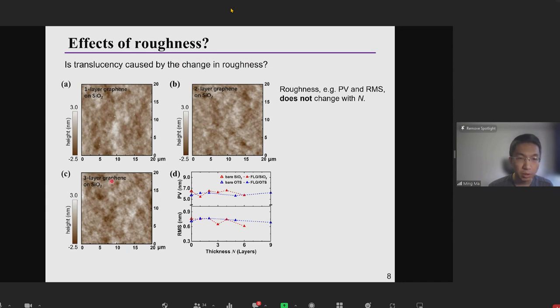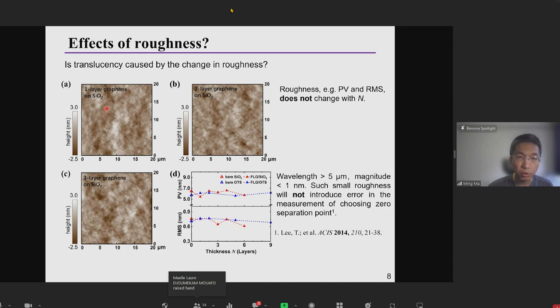And if you do the quantitative estimations as shown in figure D, the x-axis is the thickness of layers, and the y-axis is the RMS or peak-to-valley values. All of them do not change with the number of layers. This is in direct contrast to the slip lines. Also, if you do the Fourier transformations of these morphologies, you will find that the mean period is larger than 5 micrometers with the corresponding magnitude less than 1 nanometer.